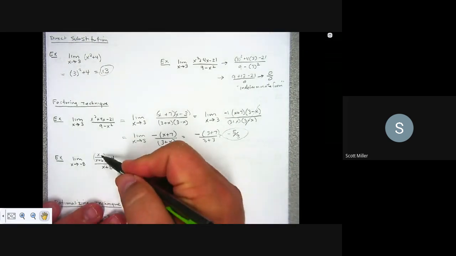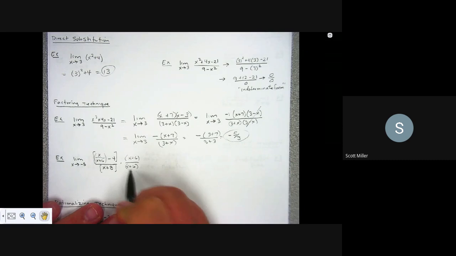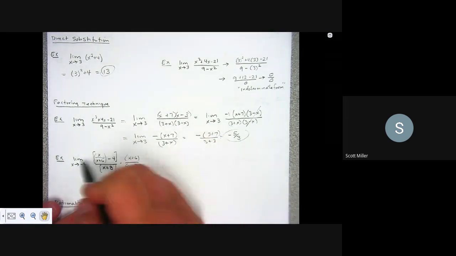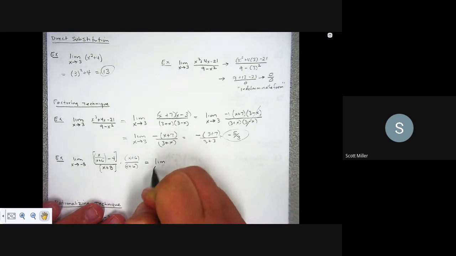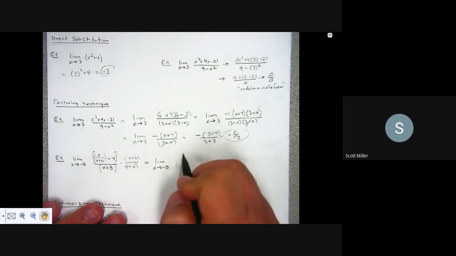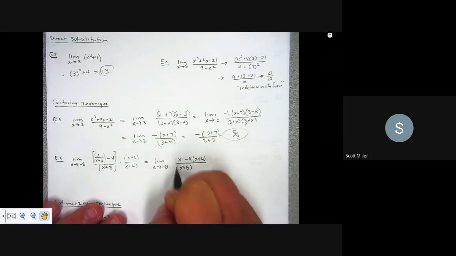Since this is a rational function, I can eliminate these internal fractions by multiplying the top and the bottom by the least common denominator of all the fractions in here, which is x plus 6. So we're going to multiply the top by x plus 6 and the bottom by x plus 6, noticing that we're multiplying by 1. That will change the way this looks, and maybe we can do something from there. So x approaches negative 8. On top, I'm going to distribute that over. I'll have an x minus 4 times x plus 6. On the bottom, I'll have an x plus 8 times an x plus 6.